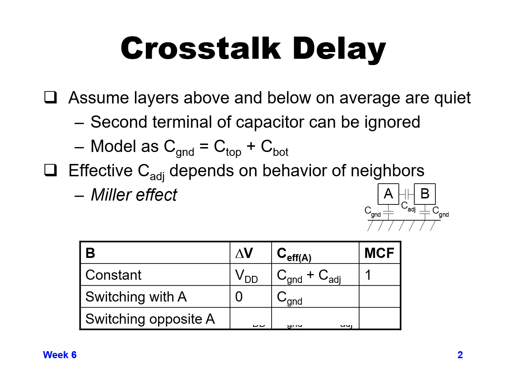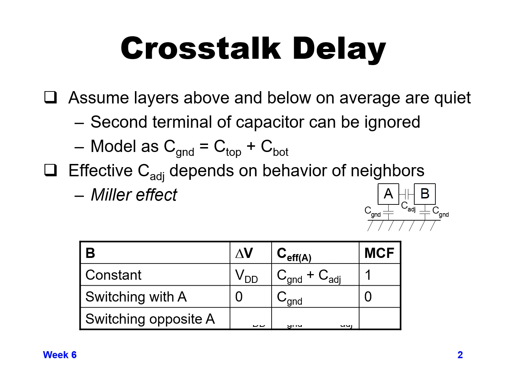So the effective capacitance is C ground, and the Miller coupling factor that we would multiply C adjacent by is a factor of 0. So effectively C adjacent gets zeroed out, so it causes us to switch faster if we have two neighboring wires switching in the same direction.